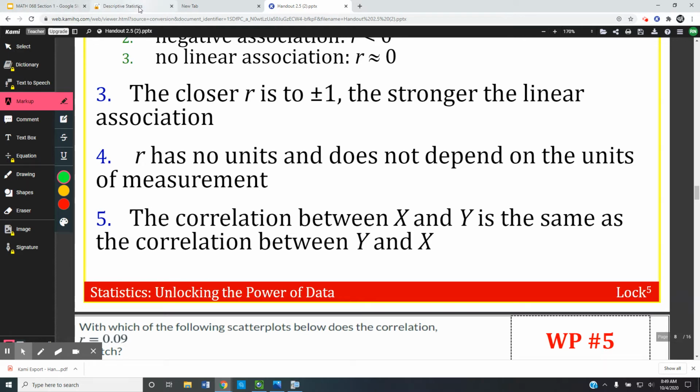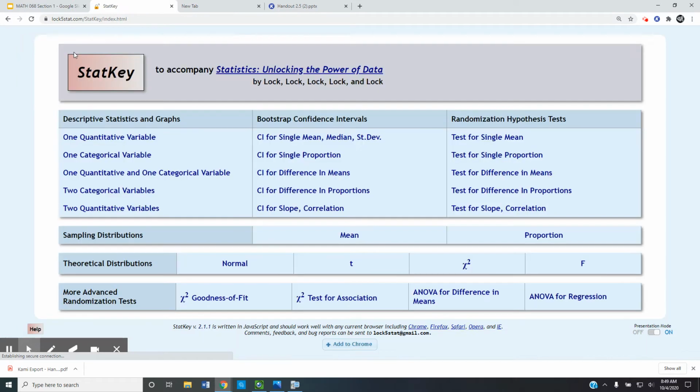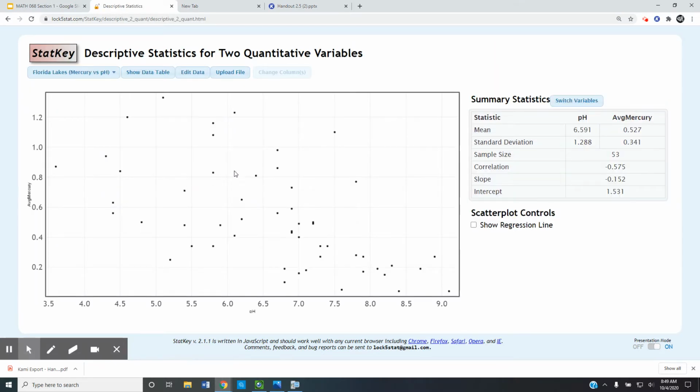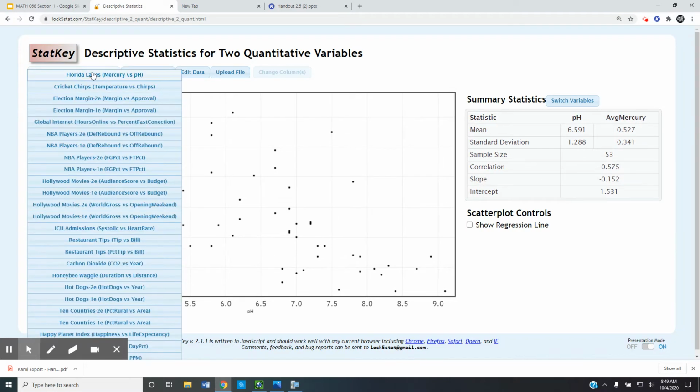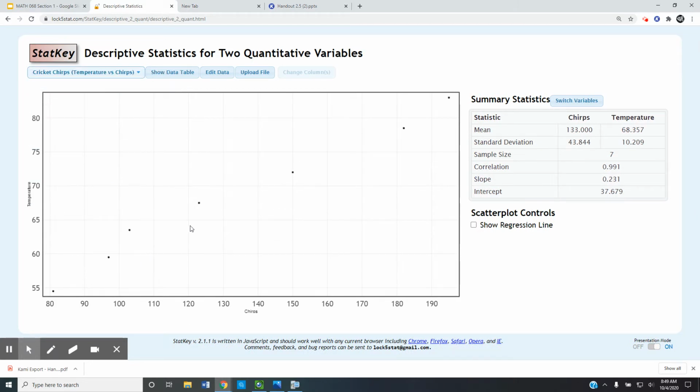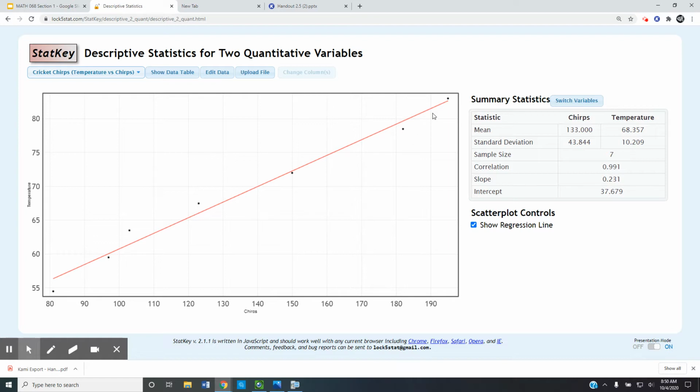I'm going to jump outside into StatKey here real fast. I'm going to go into some quantitative data. One quantitative, two quantitative, right there we go. Here go some data values right here. And let me see if I can find something a little bit better. Let me go down through. Let me find this one. So let's say this right here forms a beautiful kind of straight line if I look at it. First thing I want you to look at is over here, the correlation R value, .991. That's super close to +1. And look, if I show a regression line, look how close all the dots are to that line.